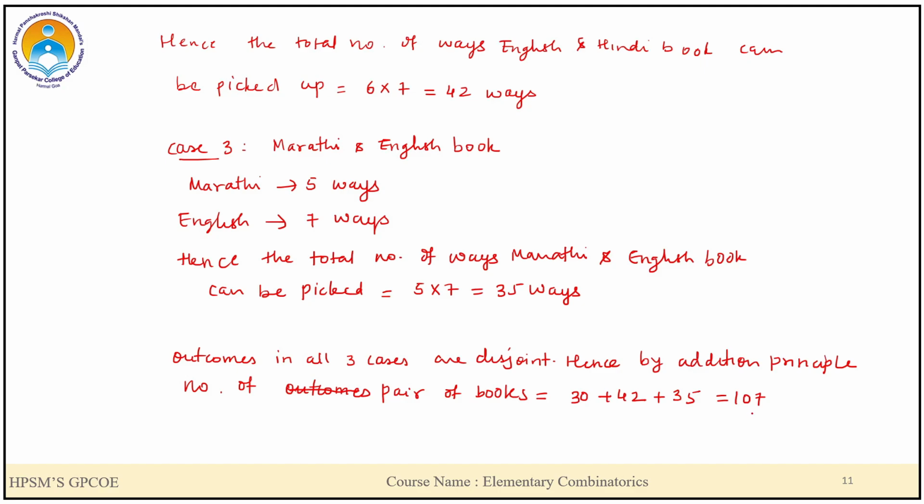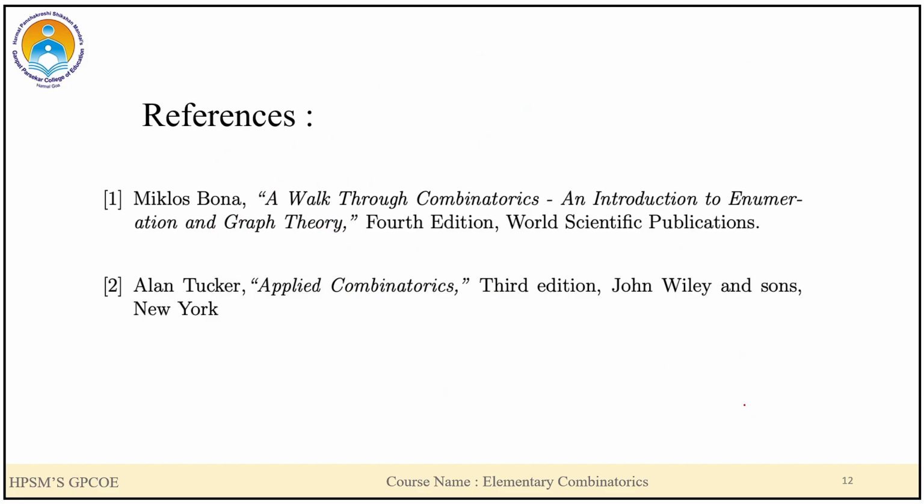I hope you understand all these examples. For reference, you can use this book, A Walk Through Combinatorics, An Introduction to Enumeration and Graph Theory, and the second book you can refer is Applied Combinatorics by Alan Tucker.